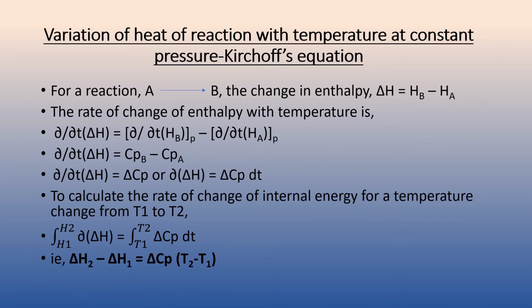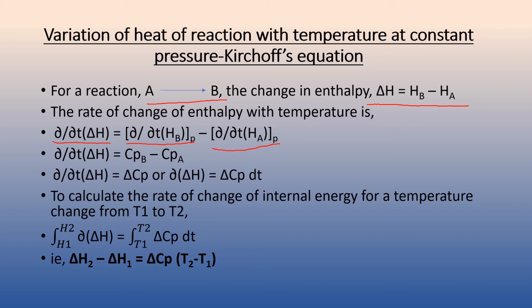In the same way, we can derive Kirchhoff's equation for the constant pressure condition, that is, variation of heat of reaction with temperature at constant pressure. We derive it the same way as for constant volume. For a general reaction of the type A giving B, the enthalpy change ΔH equals enthalpy of product minus enthalpy of reactant. So the rate of change of enthalpy with temperature is ∂/∂T of ΔH equals ∂HB/∂T at constant pressure minus ∂HA/∂T at constant pressure.